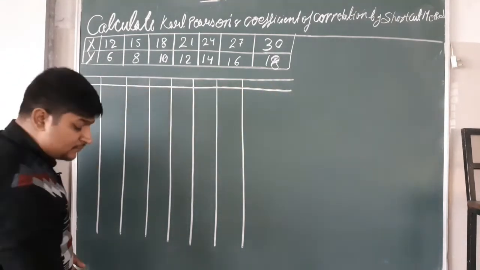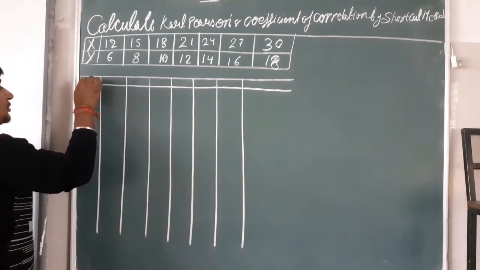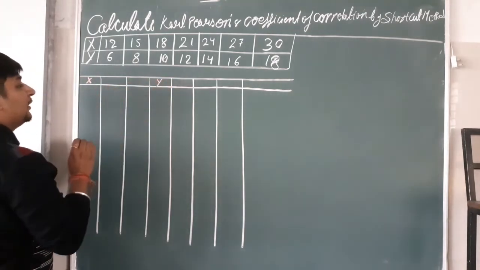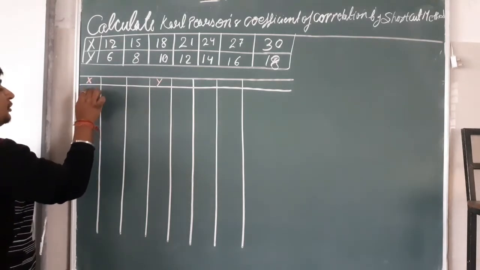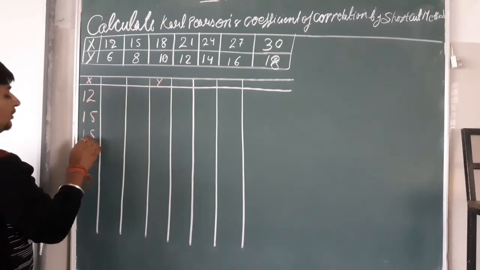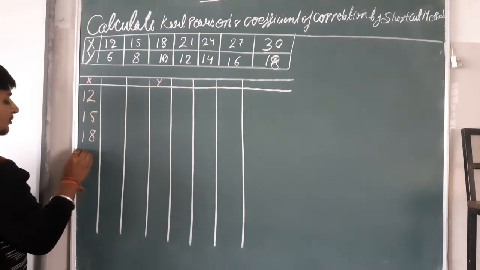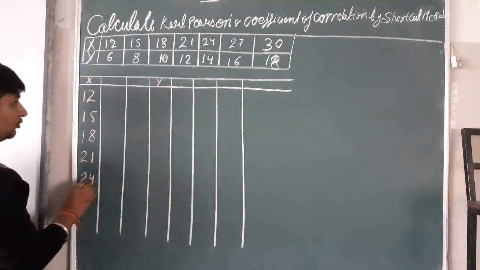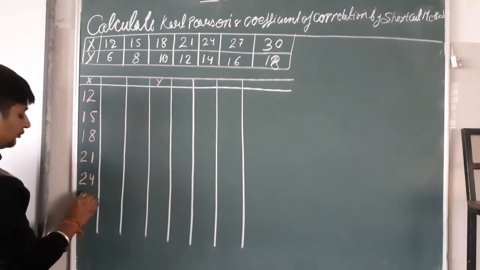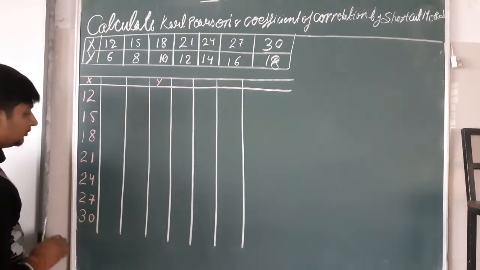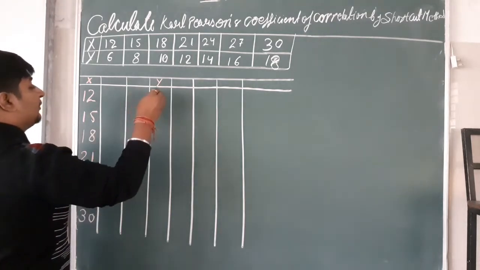Here you take the question's capital X, and here you take capital Y. So we have capital X: 12, 15, 18, 21, 24, 27 and 30. Similarly, we are putting in Y also.